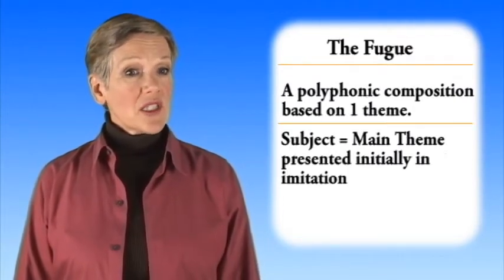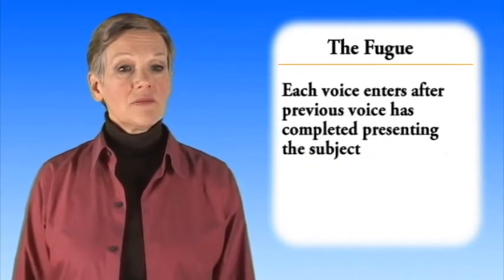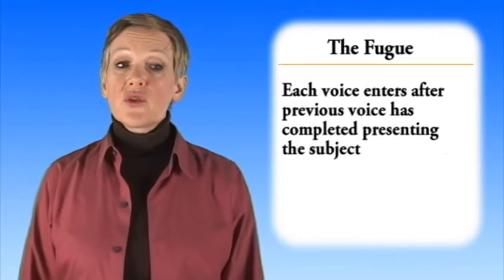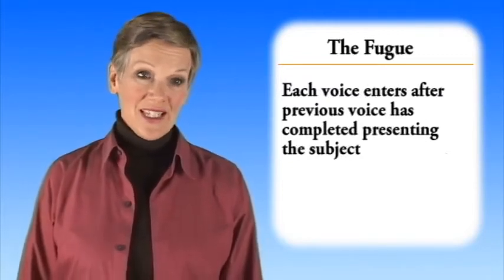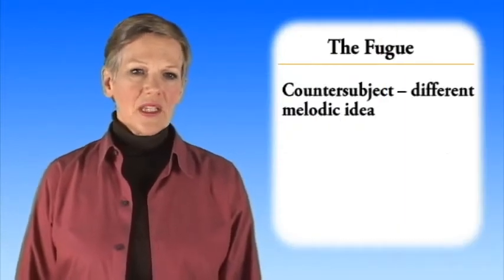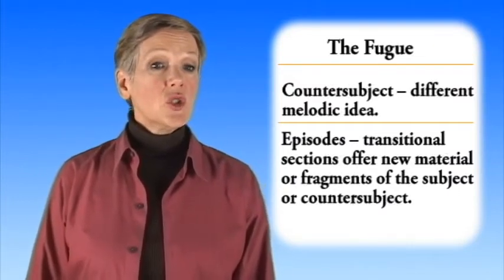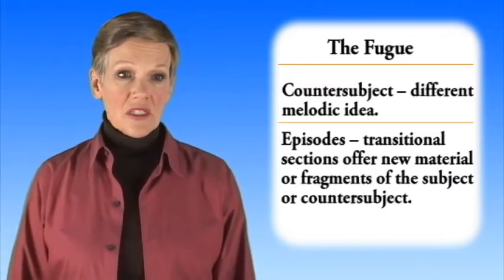In the fugue, you have a subject, the main theme. It's presented initially in imitation. Each voice enters after the previous voice has completed presenting the subject. And in a fugue, you have a counter-subject, a different melodic idea. You have episodes. These are transitional sections offering new material or fragments of the subject or the counter-subject.